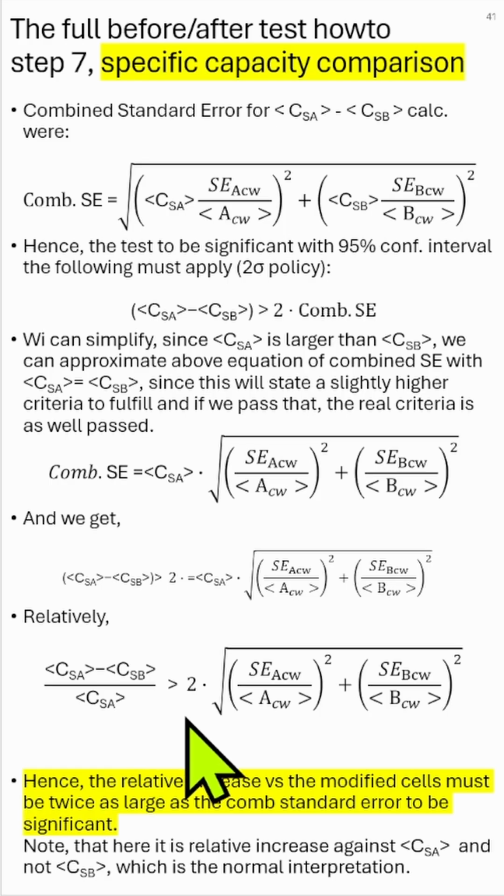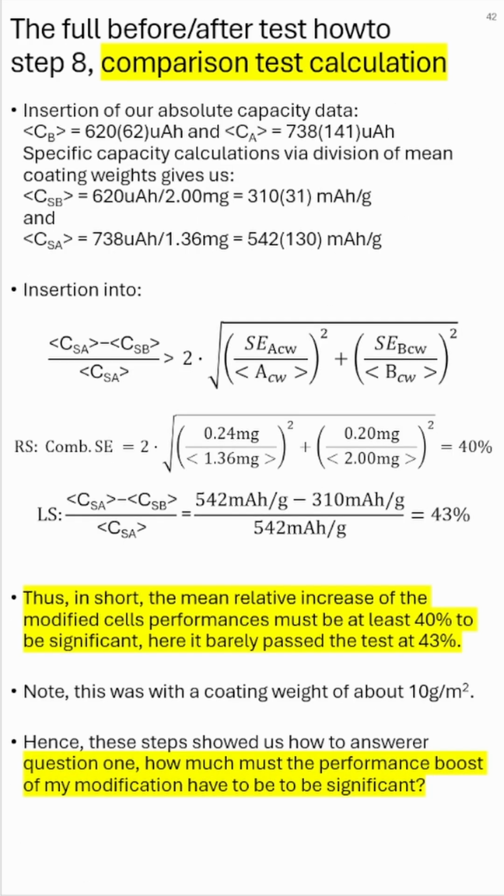And that ratio must be larger than 2 times the square root of the combined relative errors of coating weights. Sum them up in square, right? The full before-after test how to step 8, comparison test calculation then. So, now we can insert our absolute capacity data, right? We had that before set's absolute capacity was 620 microampere hours with standard error 62, and after set was 738 microampere hours with standard error 141, right?